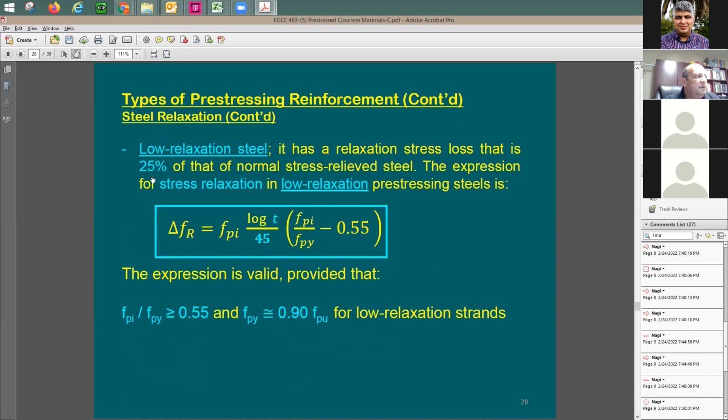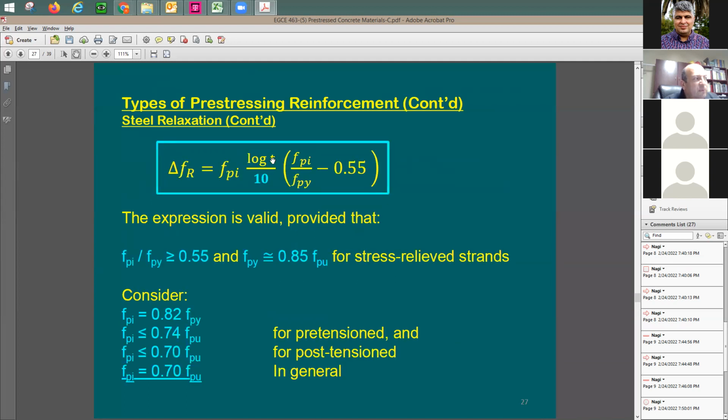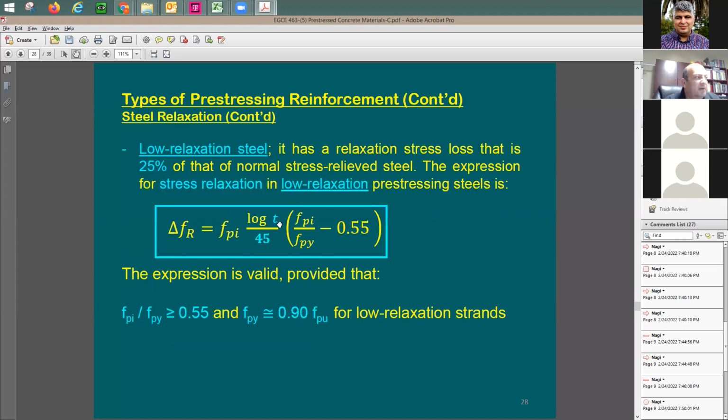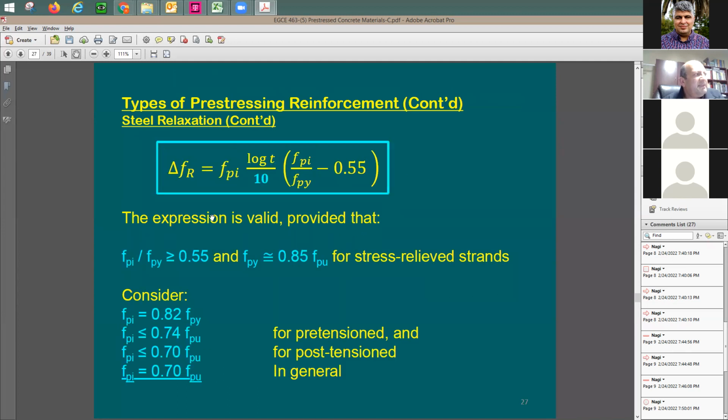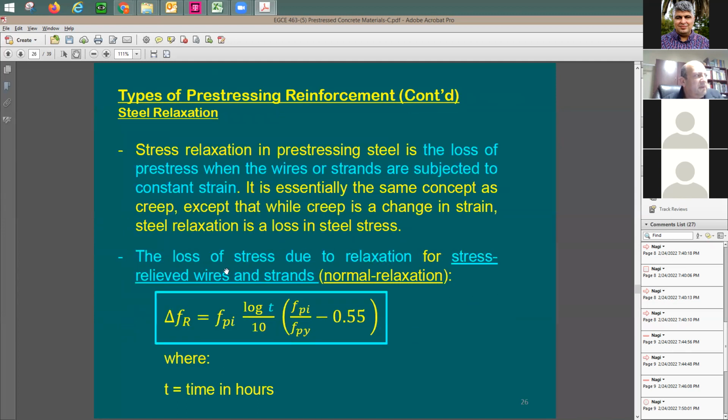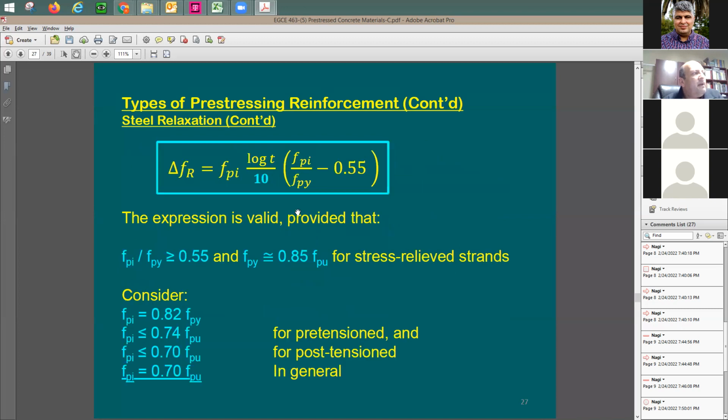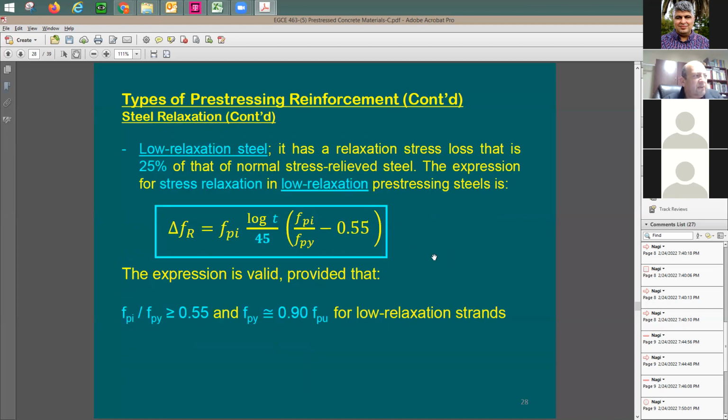Now for the low relaxation steel, I'm going to be changing my equation. So FPI divided by FPY is going to be the same, but look at this. That was log of the time T in hours divided by 10, right? But this one is going to be log T divided by 45. You say, what does it mean for you? If I just give you two equations, one of them is going to be for the stress relief, and the other one is going to be for the low relaxation.